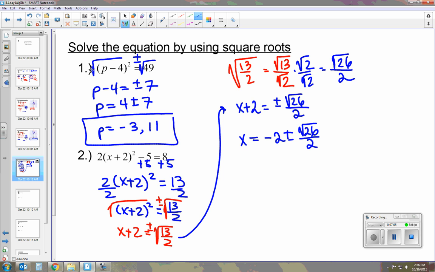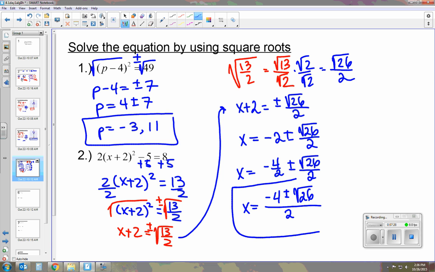And this still is not in simplest form, so when we add or subtract fractions, we have to get a common denominator. So I'm going to rewrite that negative 2 as a negative 4 over 2 plus or minus the square root of 26 over 2, and then we can combine this, and our final answer is a negative 4 plus or minus the square root of 26 all over 2. So make sure we remember how to rationalize our denominator, simplify our radicals, and get it in simplest form.